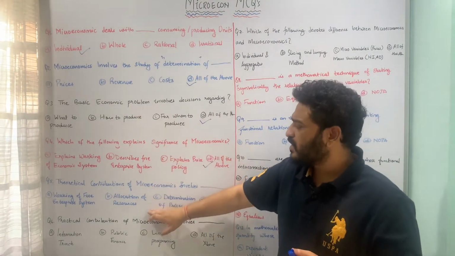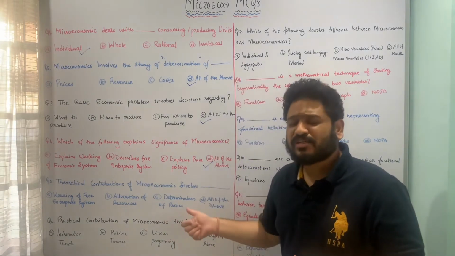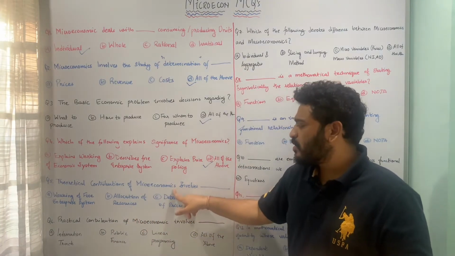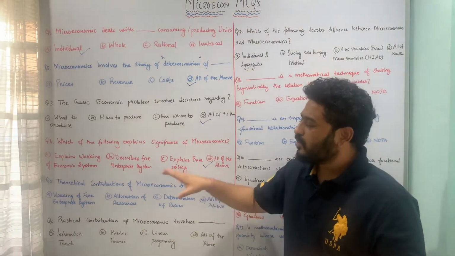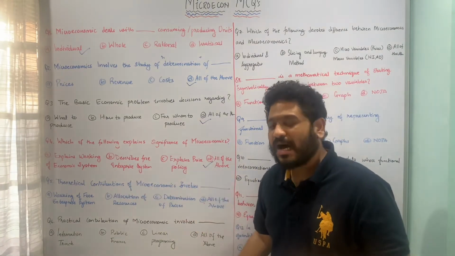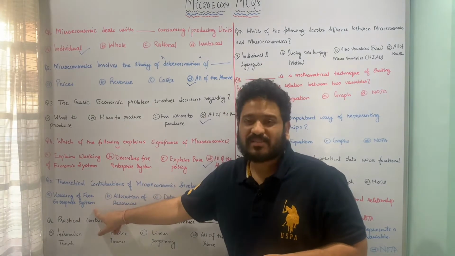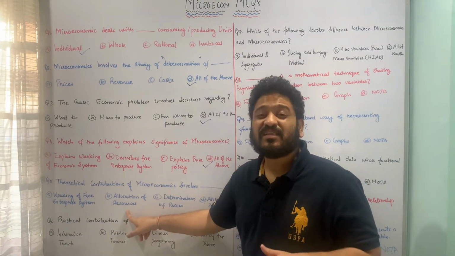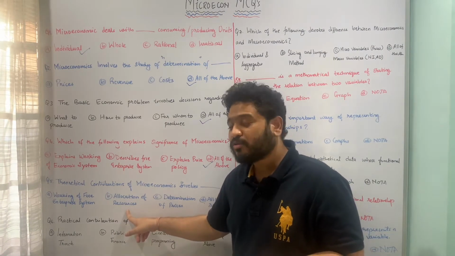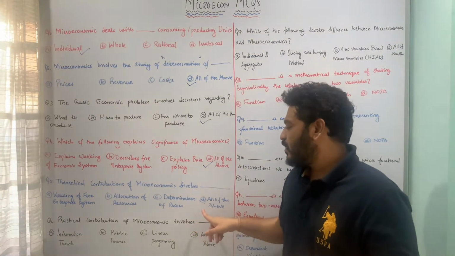Let us now move to the next question, which is talking about the theoretical contribution of microeconomics, and the question is framed in this fashion. The theoretical contributions of microeconomics involves dash, and the underlying options are: A, it helps in understanding working of free enterprise system. It also helps in understanding the allocation of resources or the utilization of resources. It also helps in determination of prices, and all of the above.